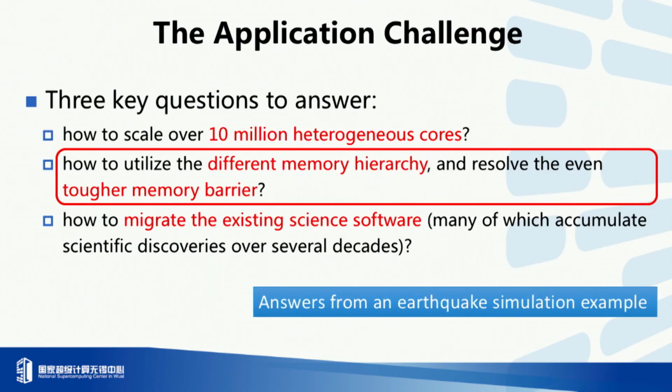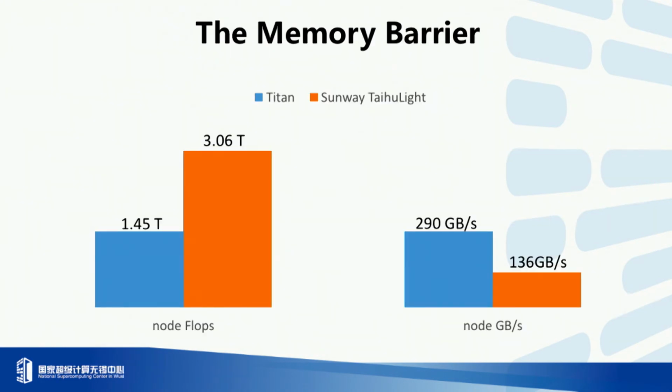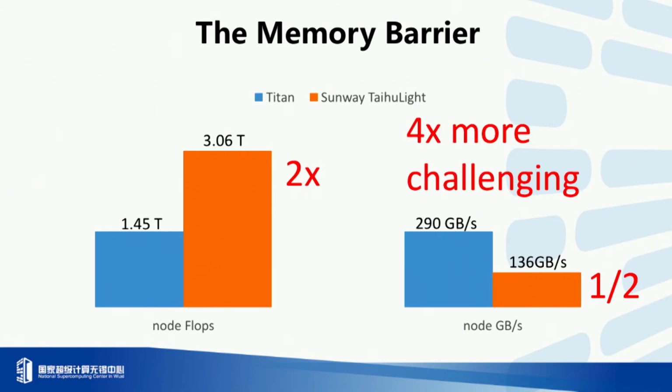So the other thing is about the memory barrier, as I mentioned. We have a relatively higher memory wall than other systems. So how do we deal with that? To talk about the memory barrier, if we compare our system with Titan, node to node, each node we have 2 times better computing performance. But if you look at the bandwidth, we are only half of that, which means in terms of memory, we are 4 times more challenging to get some efficient design on this system.